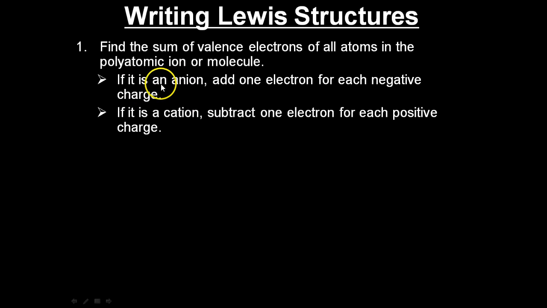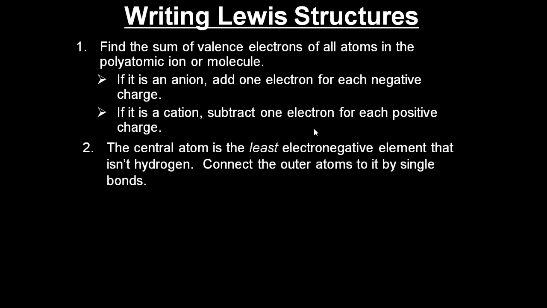And notice that if it's an anion, you need to add one electron to that sum of the valence electrons. If it's a cation, you subtract one electron from that sum. Then you want to figure out where to place all those element symbols. So you want, of course, an element symbol for each atom in that molecule or ion. You want to put in the center the least electronegative element that isn't hydrogen. Now the reason why you don't want hydrogen in the center is because, as you'll find out soon, hydrogen can only ever have a single bond, okay?